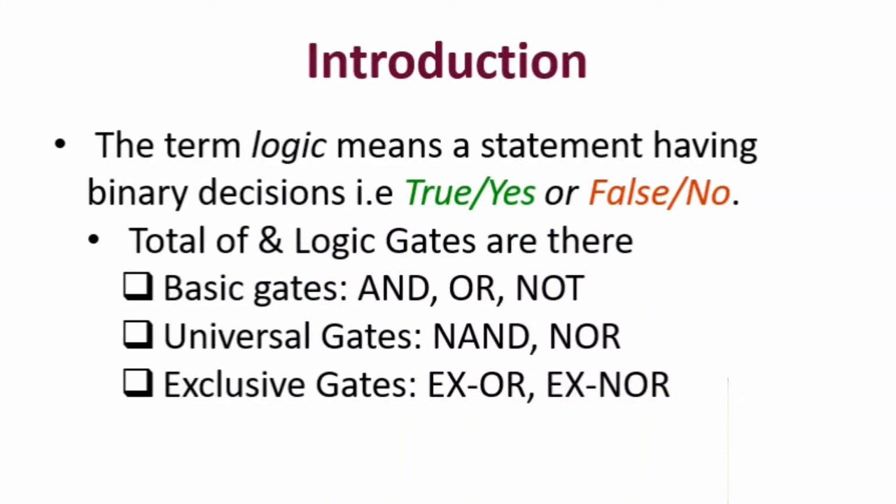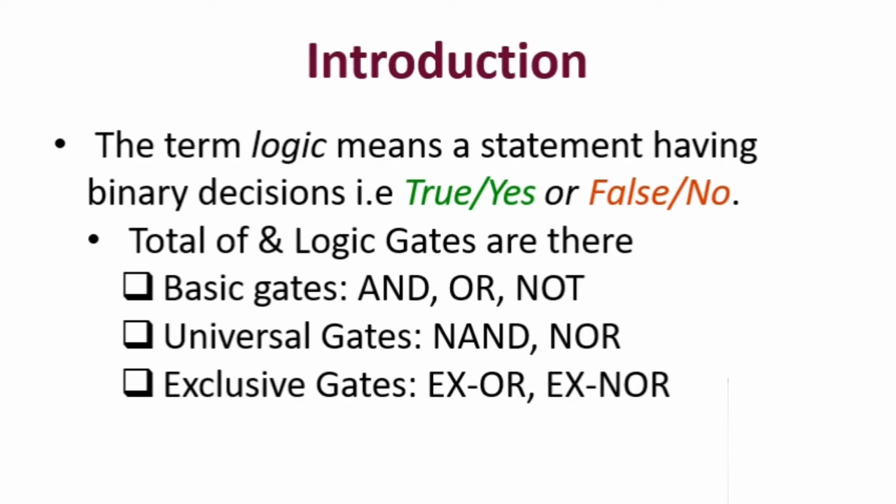So the term logic means a statement having binary decisions. That means either it is true or it is false. That means either yes or no. Or in binary terms we can say either the output is 1 or the output is 0. And so to justify these, there are 7 logic gates available in our digital system.